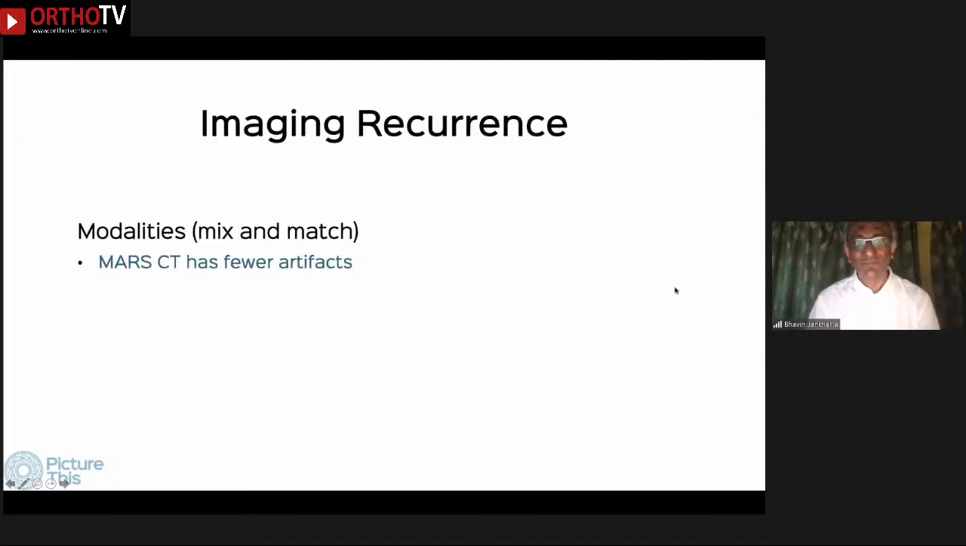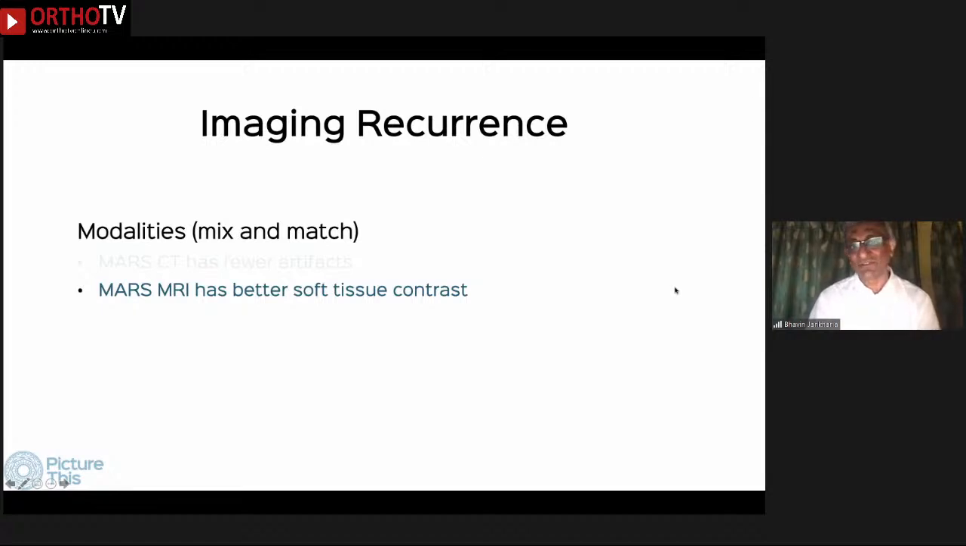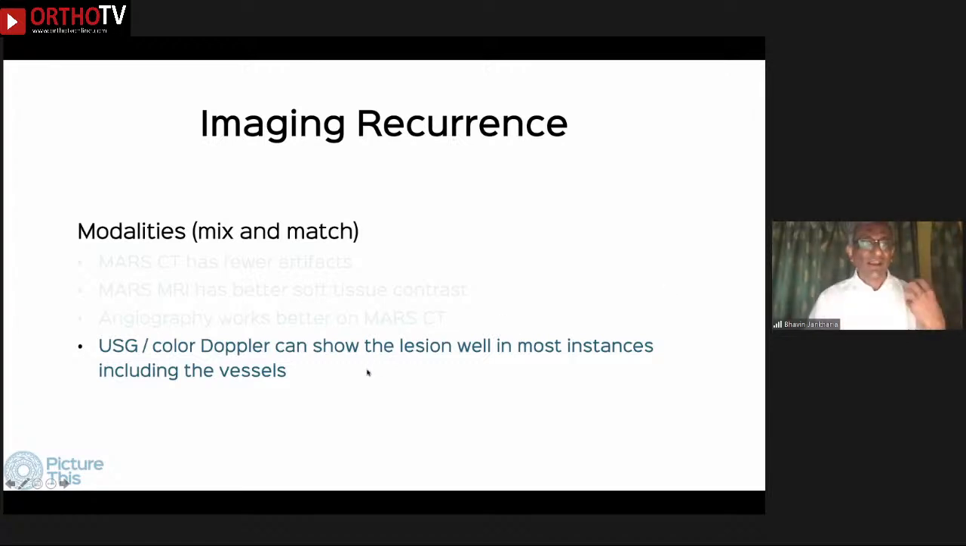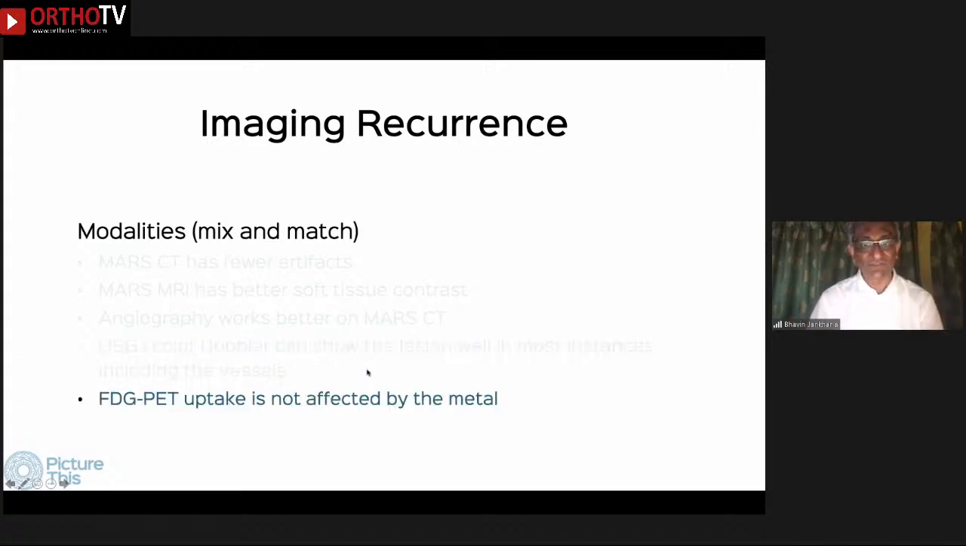MARS CT has fewer artifacts, MARS MR has better soft tissue contrast, and angiography is better with MARS CT. Ultrasound color Doppler can show the lesion well in most instances, including the vessels, except that it's really operator dependent, and so that becomes a challenge. And FDG PET is not affected by the metal as far as the FDG or the PET component is concerned.